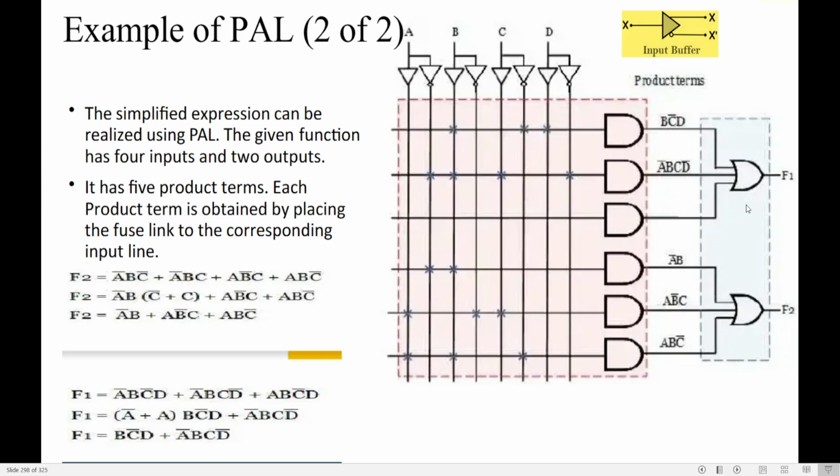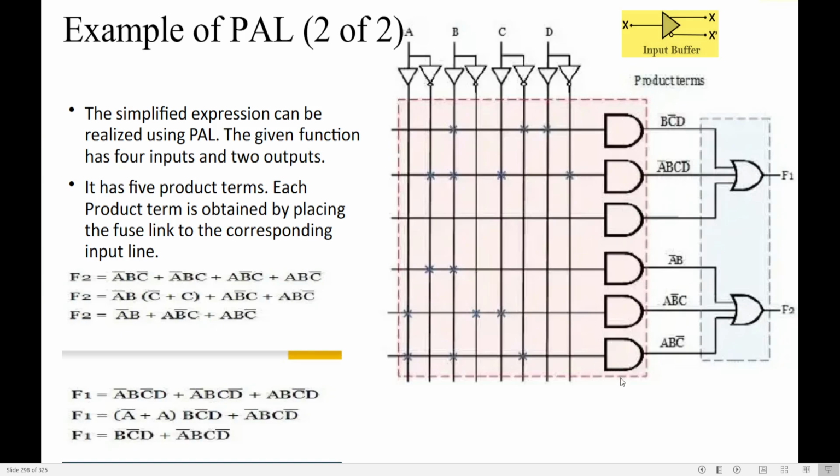Now OR is fixed. How many OR gates? F1 and F2. You know what F1 is? F1 is the addition of B C bar D plus A bar B C D bar. Along with it, definitely we have to connect this third AND gate also. F2 is the combination of A bar B, A B bar C, A B C bar. So I put all this together and connect it to F2. So this is your fixed OR gate. This is your programmable AND gate.